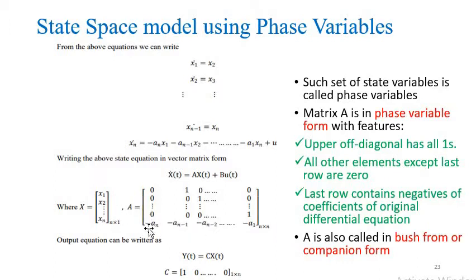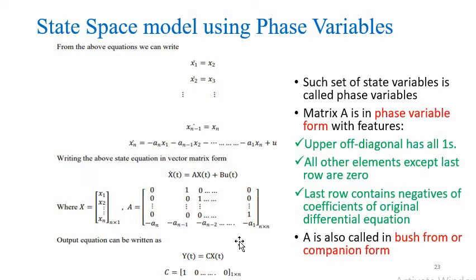Similarly, if you avoid the last row and the off diagonal elements, all the other elements will be 0. The last row will be the negative of the coefficients of your transfer function. You can see that the last row will be the negatives of the coefficients present in the differential equation: an minus 1, an minus 2, etc. down to a1 are the coefficients present in the differential equation. So the negative of all these coefficients will be present in the last row of the system matrix A.